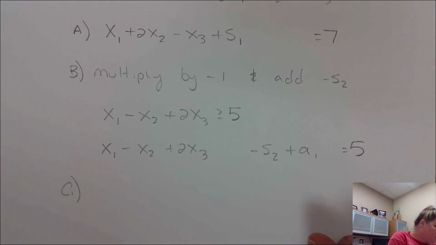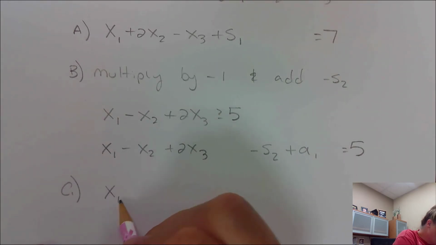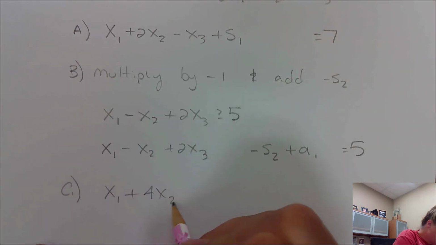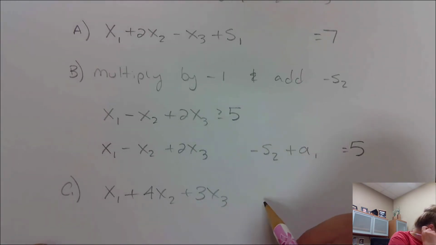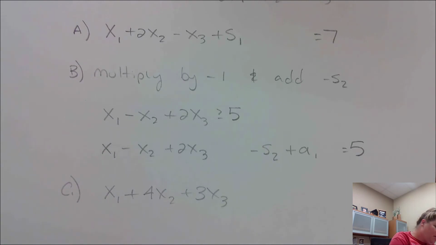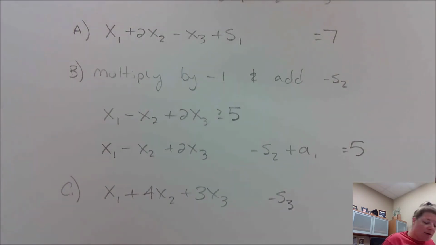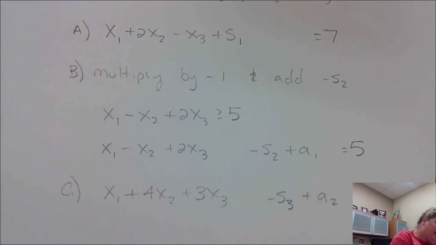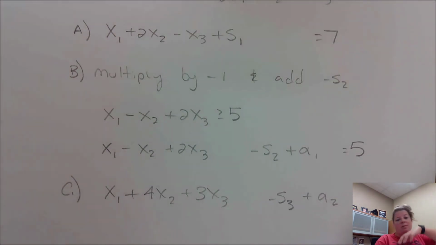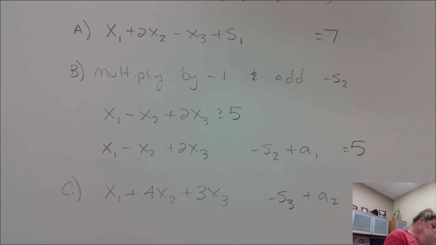C is one similar to what we've already done before. It's going to become x1 plus 4x2 plus 3x3, and we are on our third one, so it would be a negative s3 plus our second artificial variable equals 1. So we had to do our negative s again, and then we had to do our second artificial variable.